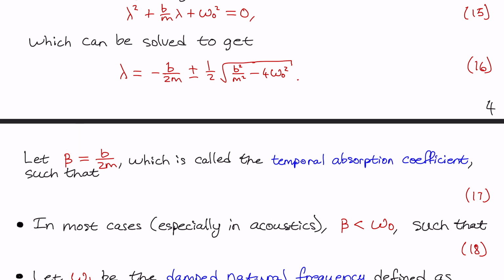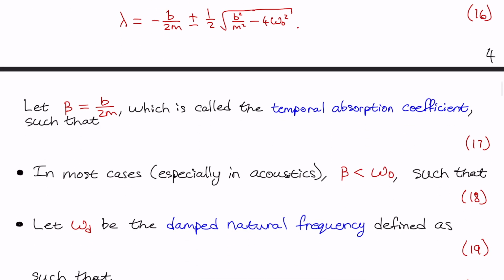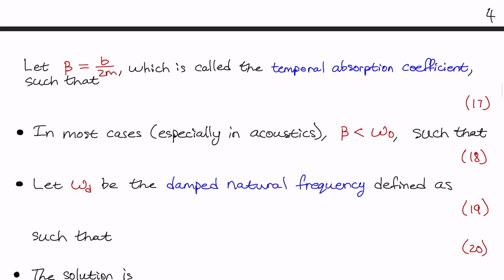Beta is called the temporal absorption coefficient. By setting b over 2m equal to that, we'll find that lambda must be equal to minus beta plus or minus the square root of beta squared minus omega 0 squared. We've gone ahead and absorbed that 1/2 into the square root, so that's much prettier, cleaner, and easier to deal with.